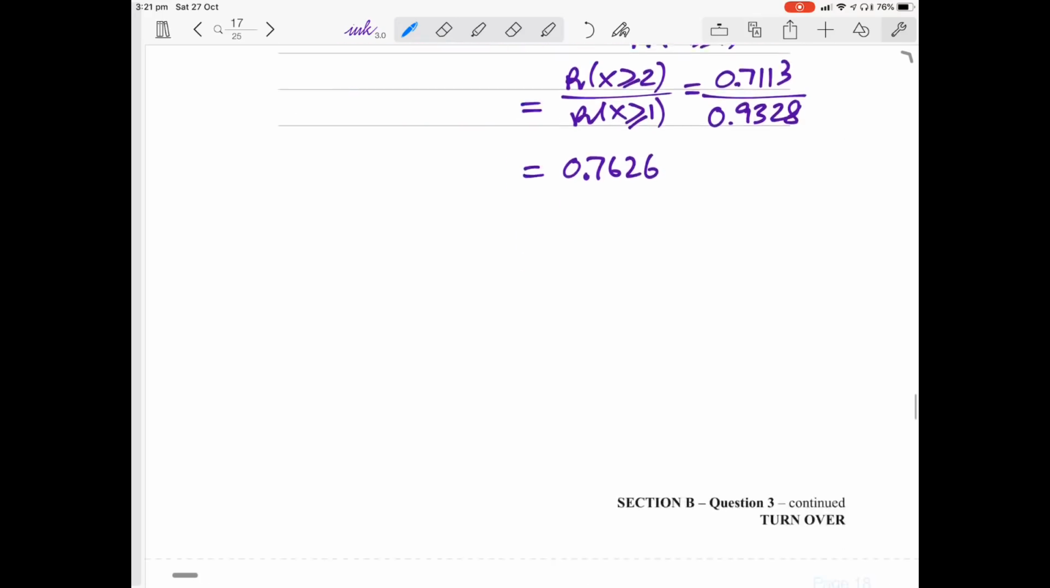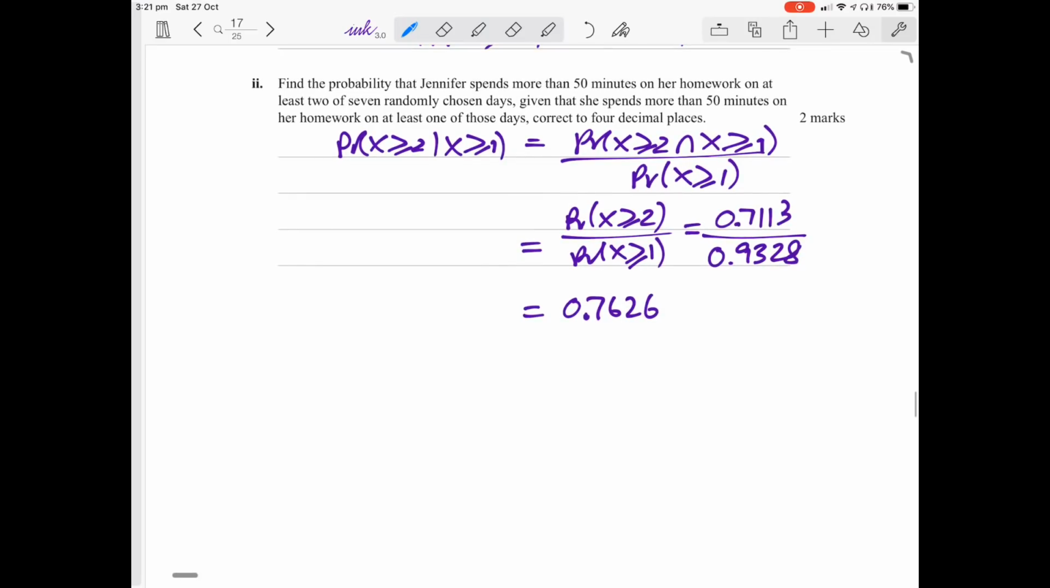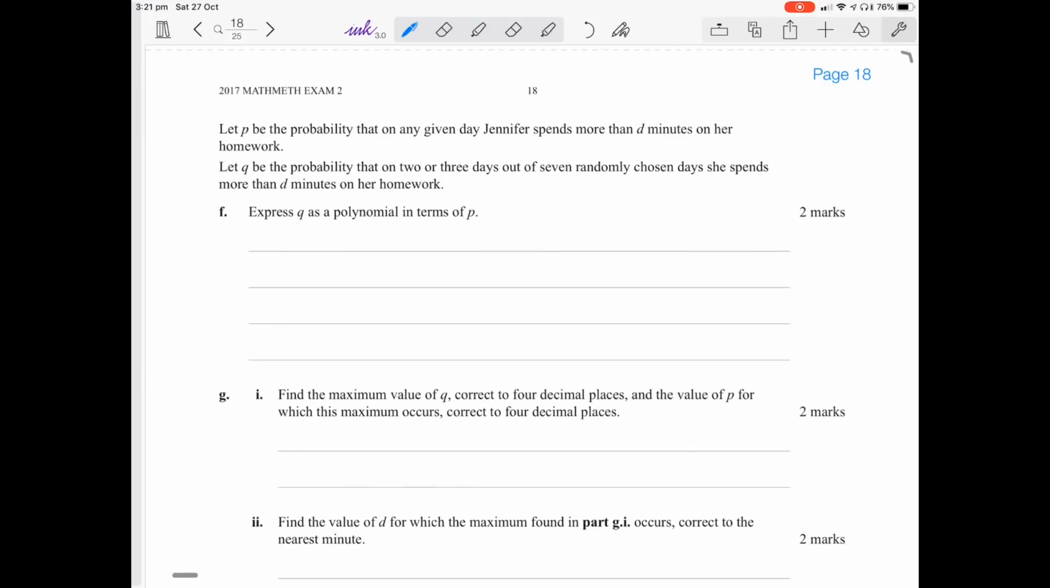Okay, so that's a probability that she spends more than 50 minutes on homework on at least 2 of the 7 randomly chosen days, given she spends more than 50 minutes. Yep. Let P be the probability that on any given day Jennifer spends more than D minutes on her homework. So this is binomial.